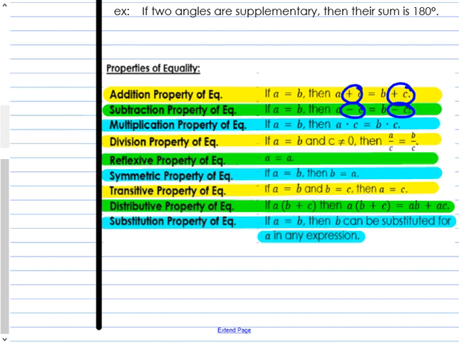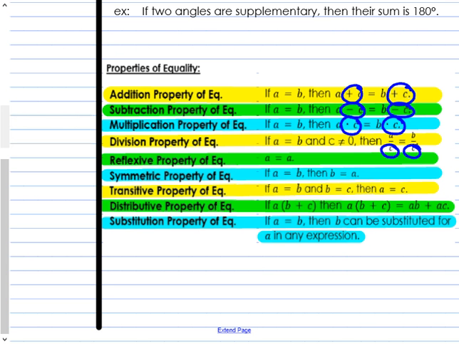The multiplication property is the same exact thing, except I'm going to multiply by C and multiply by C, and the two sides of the equation stay the same. Division property says if A equals B and C is not 0, then I can divide both sides by C and end up still with the same answer. The reflexive property says simply that A equals A. We will use this a lot. It simply means that something is equal to itself, which I know sounds kind of ridiculous to even state, but that's what the reflexive property is.